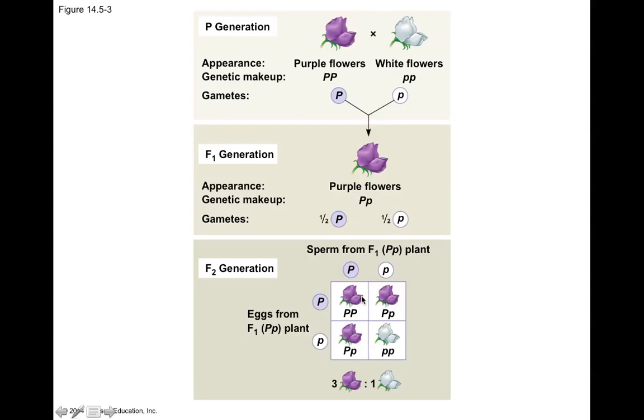And when we draw out what happens crossing that F1 generation, we find that in 3/4 of the offspring, they have at least one copy of that big P allele, which means they're going to be purple. But in 1/4 of the offspring, they're going to get small p's from both parents, which means they will appear white.